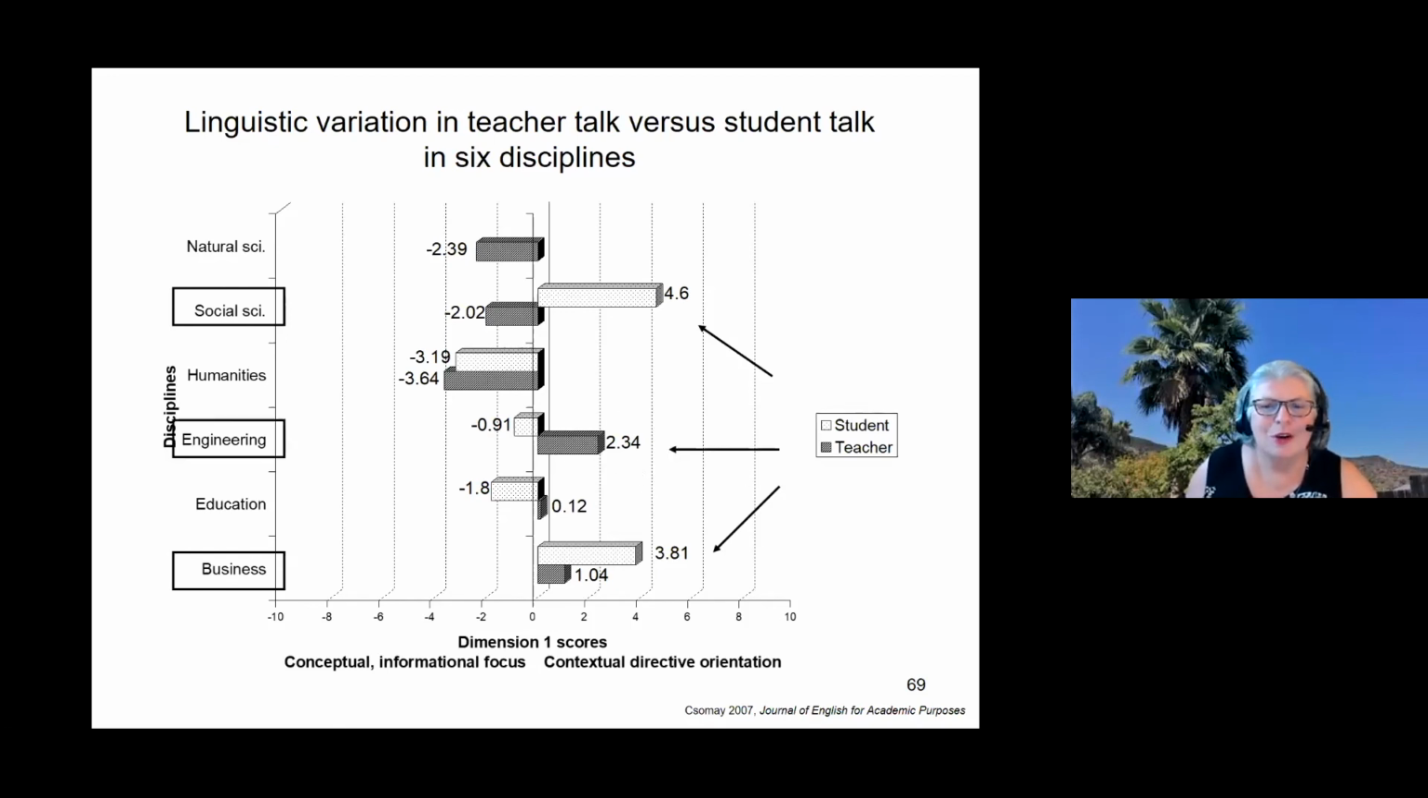Yeah, so it's interesting. It's flipped over. The students are more informational, using language that's associated with informational discourse, whereas the teachers are using language which is associated more with contextual directive orientation. So in natural science classes, I have not found one turn longer than 100 words taken by the students. So students just simply don't talk that much in the natural science classes.